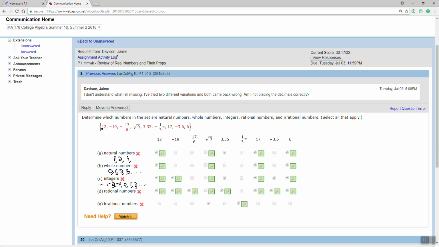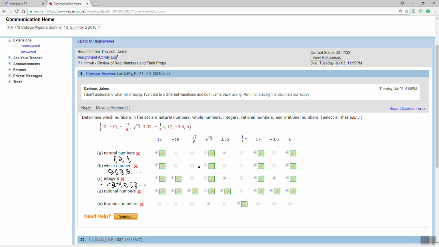So 12 would be an integer. So that's why it's checked. Here's a negative 19. You can have that. There's no decimals. So that's checked. Here's a fraction. Only if that fraction simplified to a nice integer would we take it. For example, if this was negative 18 over 6, 18 over 6 would be 3. I'd have negative 3, which would be an integer.